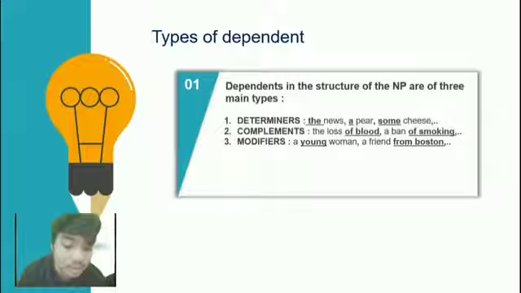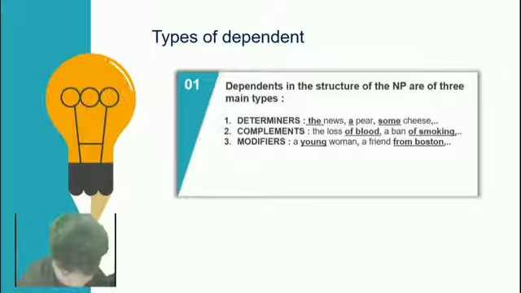And next, types of dependents. Dependents in the structure of the noun phrase are of three main types. First is determiner, like the examples the news, some cheese. And the second is complement, like the loss of blood, ban on smoking. And the last is modifier. Examples are a young woman, a friend from Boston.